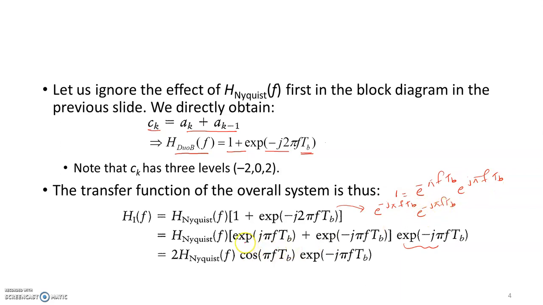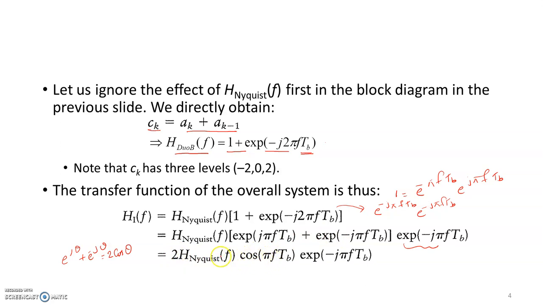So inside I will be left with e raised to plus j pi f tb plus e raised to minus j pi f tb. I have taken this term as common. Now you have this term, which is in the format e raised to j theta plus e raised to minus j theta. You know this, you can write it as 2 cos theta. So you can use this expression, e raised to j theta plus e raised to minus j theta, and replace it with 2 cos theta. So this will be the expression for h1 of f.